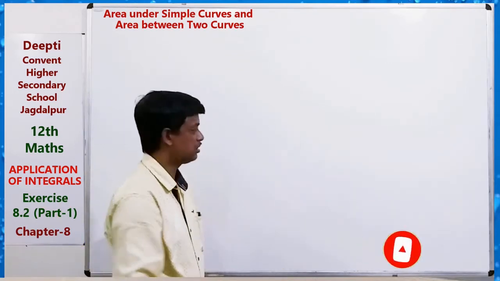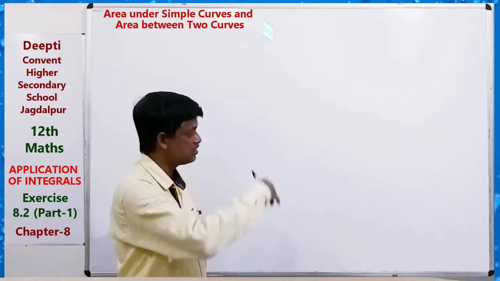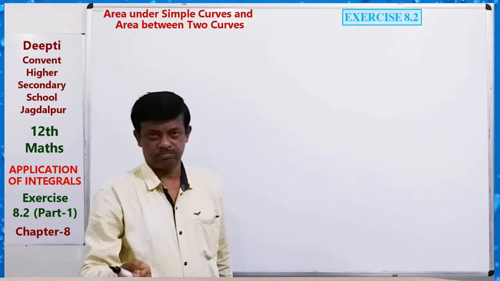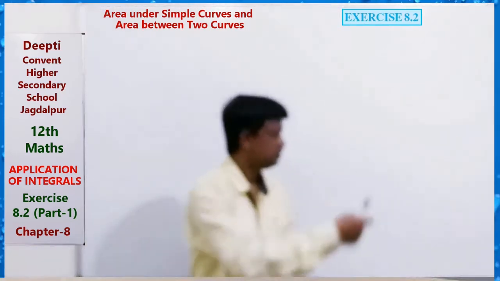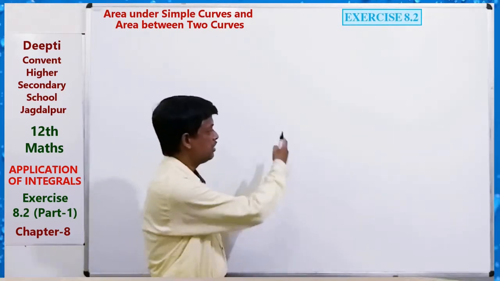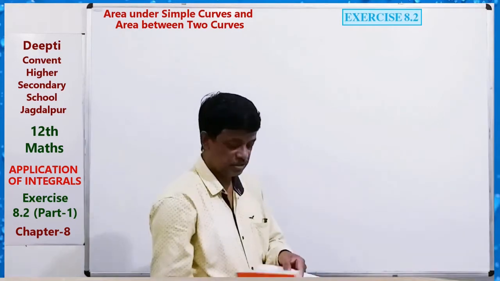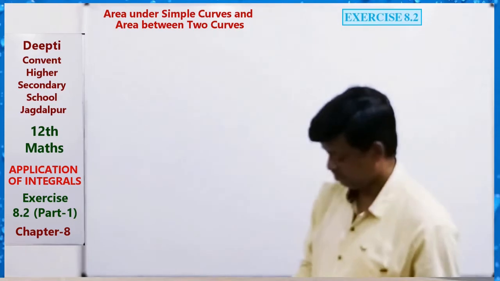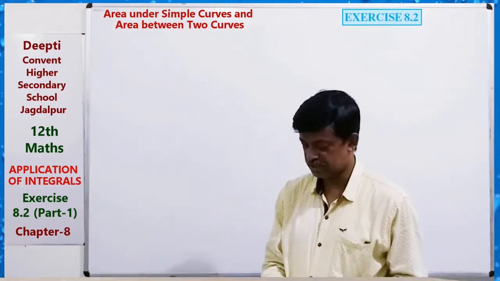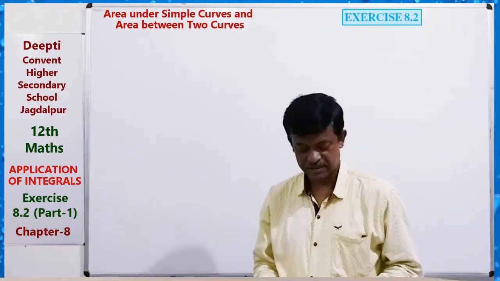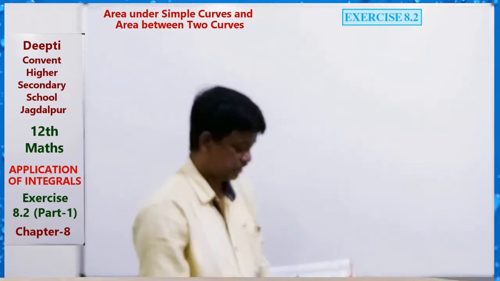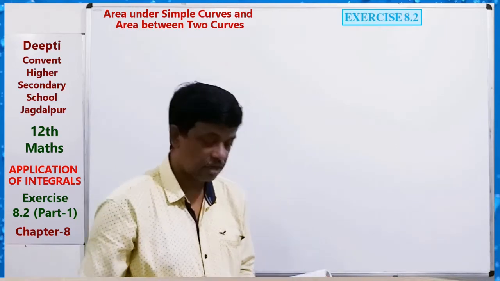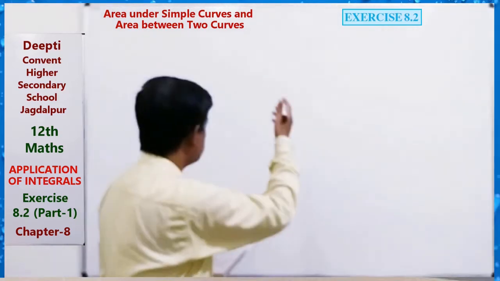At first draw the curve and identify the region and shade that region, and if there are corner points, then we have to find the coordinates of that point. So one by one we can understand better by solving some questions. So take the first question of exercise 8.2, find the area of the circle. This is the first question's solution.